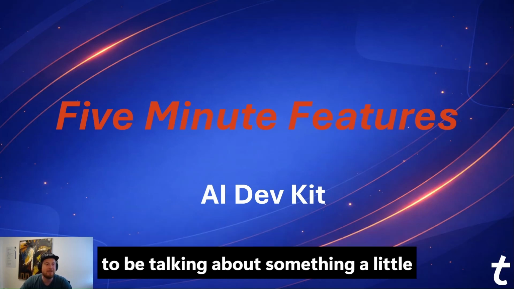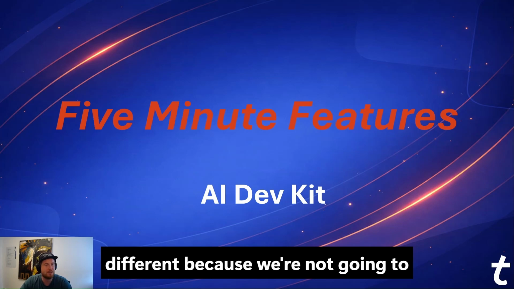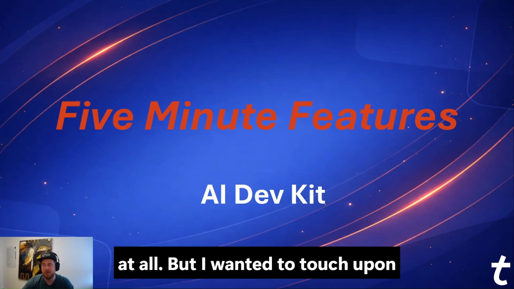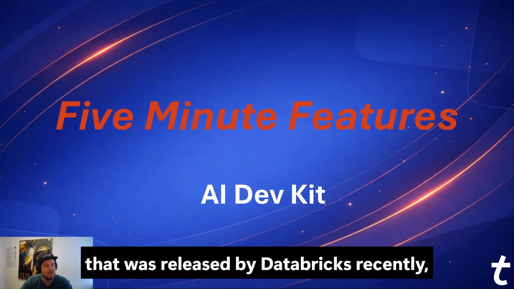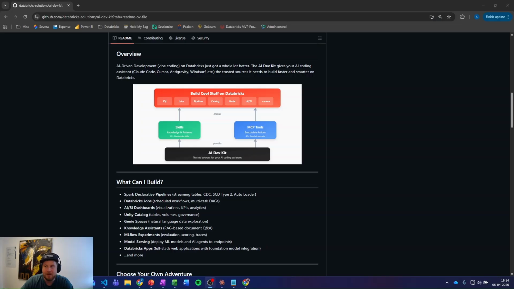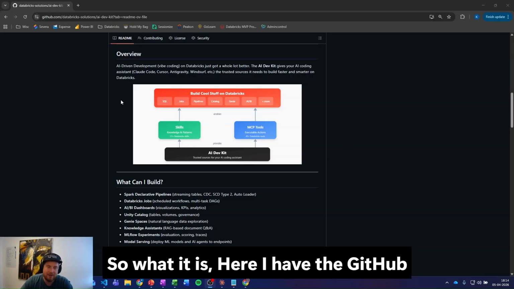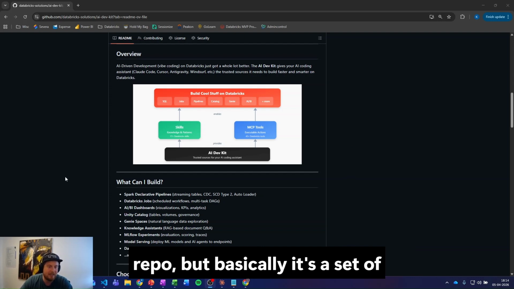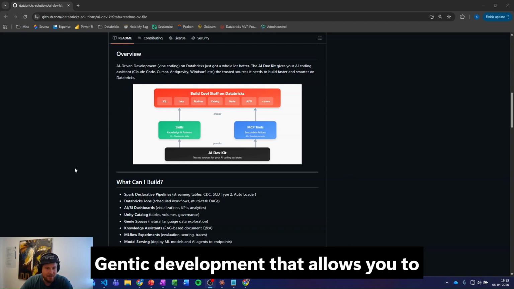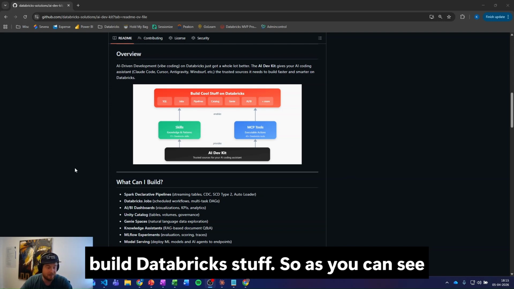Today we're going to be talking about something a little different because we're not going to actually be in the Databricks workspace at all. But I wanted to touch upon something that I think is really cool that was released by Databricks recently, which is the AI Dev Kit. So what it is, here I have the GitHub repo, but basically it's a set of MCPs and skills for use in agentic development that allows you to build Databricks stuff.